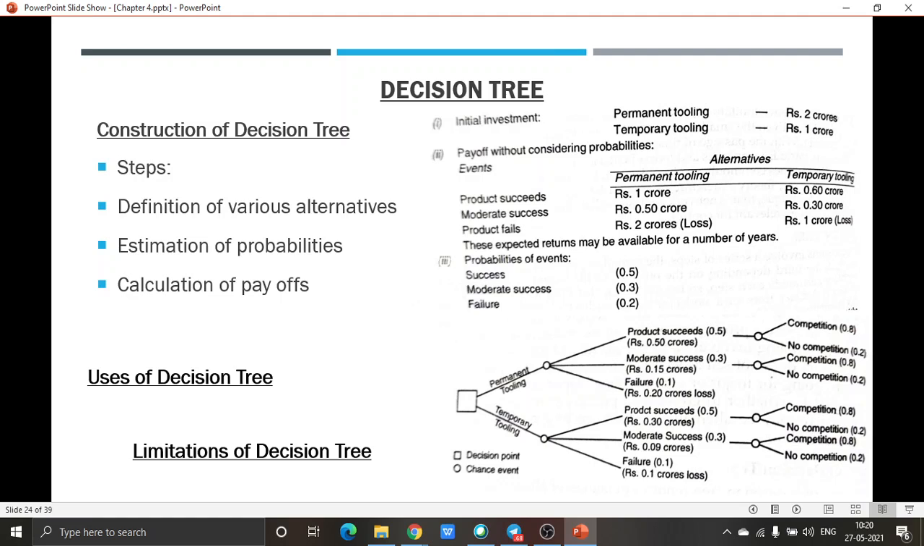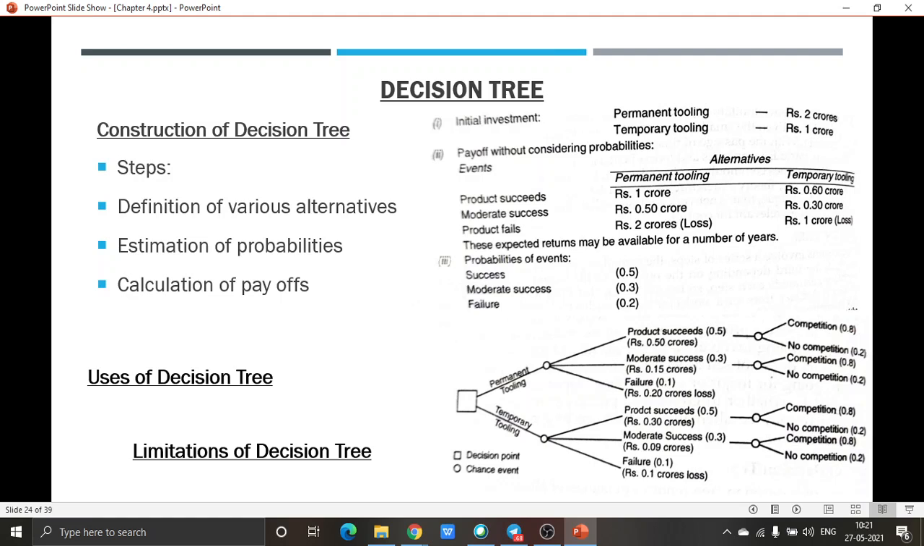Now regarding whatever I said about coming up with the decision of whether to introduce a new product or not. See, based on the initial investment, they have two alternatives. Either to go for permanent tooling, which will require an investment of 2 crores, or temporary tooling which requires rupees 1 crore. Now, what is the payoff if they consider this? Now, the alternatives they have are two, and there are chances that the product might succeed, the product might succeed moderately, or there is a chance that the product might fail.